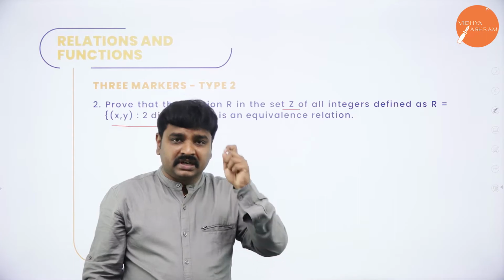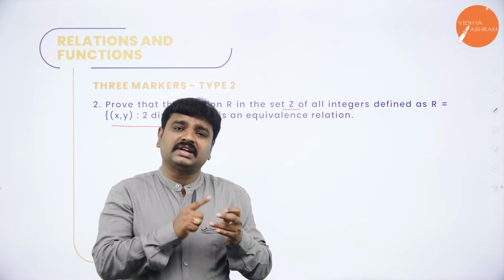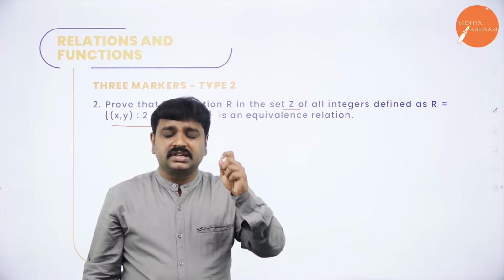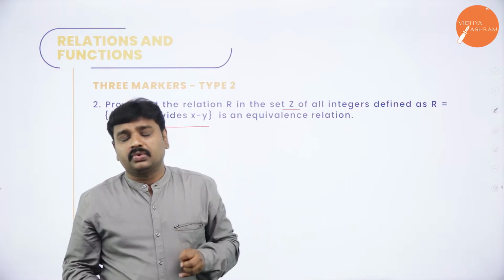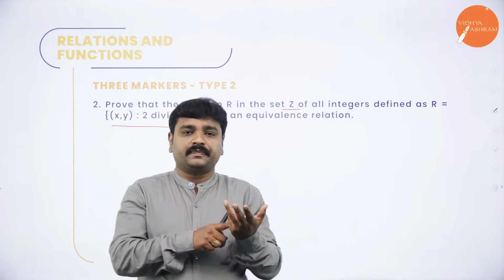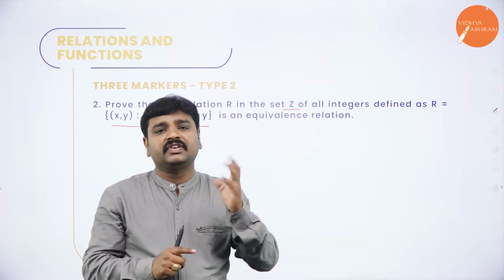When can you say a relation is equivalence? All of you know a relation is said to be equivalence if it is reflexive, symmetric, transitive. So first we will check whether it is reflexive, then symmetric, then transitive. If it obeys all three, then we call it as what?